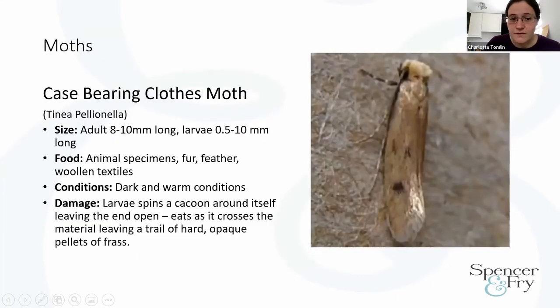And again, the second very similar moth to the webbing clothes moth is the case-bearing clothes moth. And again, these are very common. So similar in size, 8 to 10 millimeters long, and the larvae are very similar, except as the larvae eats, it spins a cocoon around itself, leaving both ends open, but it keeps the cocoon around itself as it moves across the material it's eating.